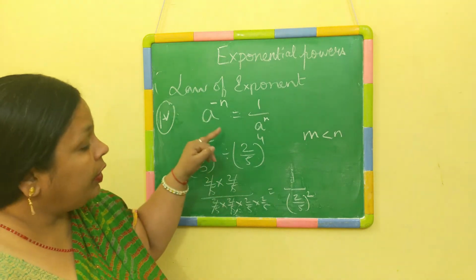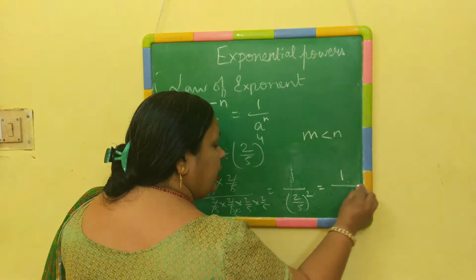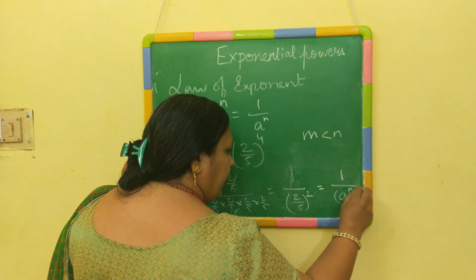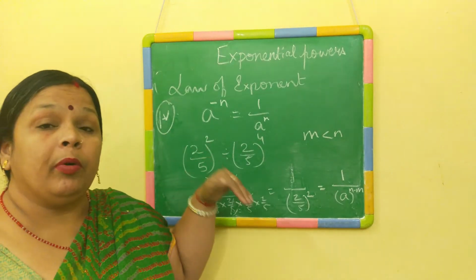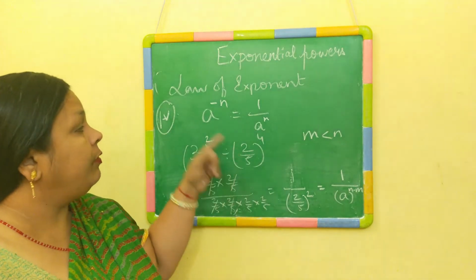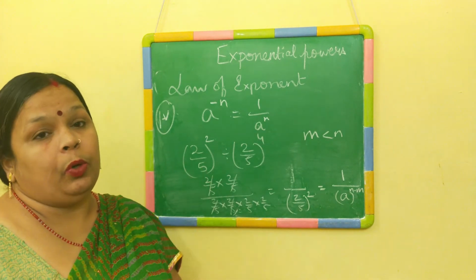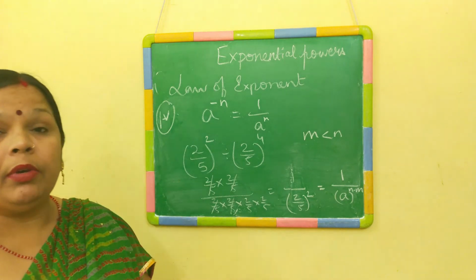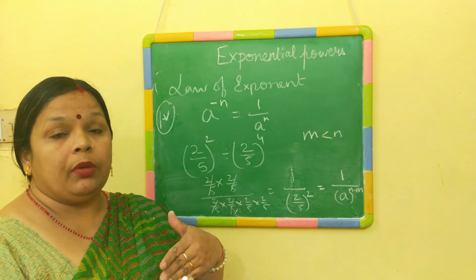That means when we are doing it and m is less than n, in that case it is 1 by a power n minus m. When we subtract, the power will be negative. If it is negative, we will be taking the reciprocal of that. Reciprocal, I hope you know, you have seen in the multiplicative identity, just the reverse of a given number.